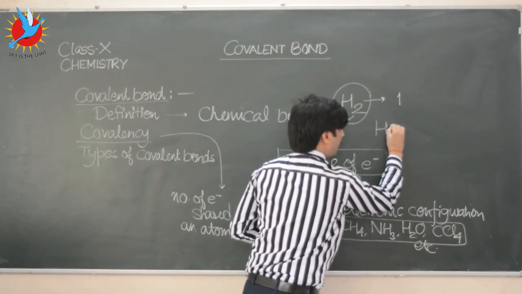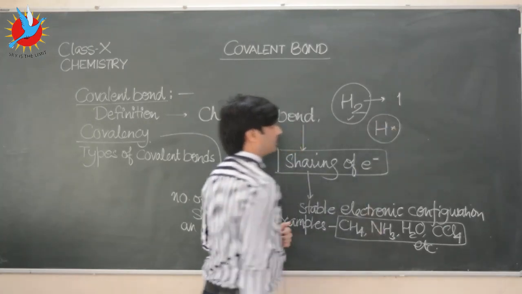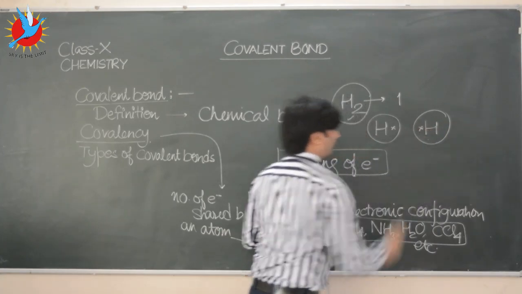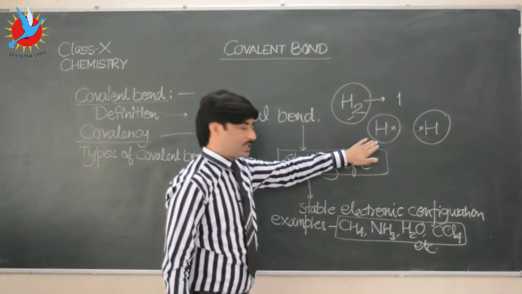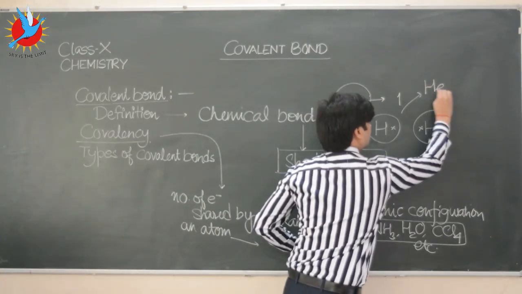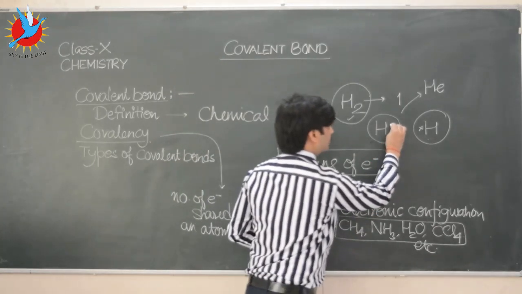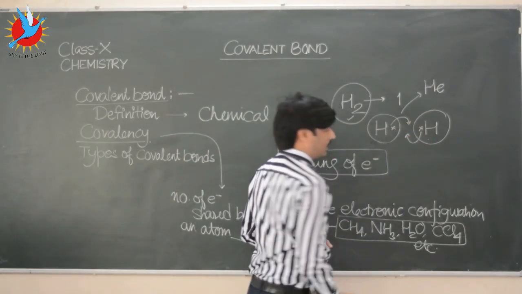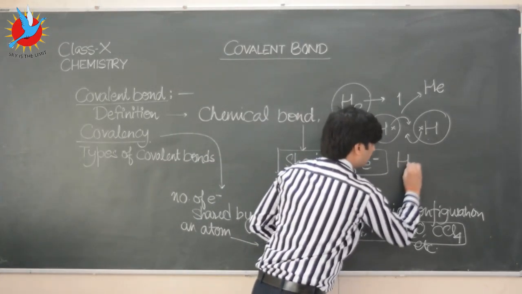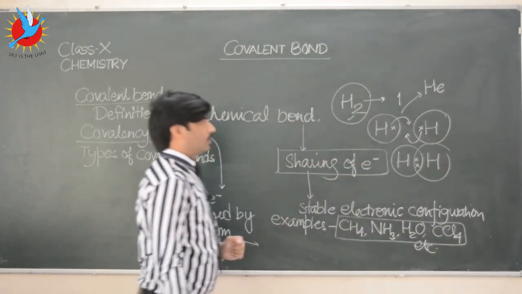Hydrogen has one electron in its outermost shell, and when it approaches another hydrogen atom, because the noble gas nearest to hydrogen is helium, which has two electrons in its outermost shell, the hydrogen atoms will share one electron with each other to get the stable electronic configuration. That's why the covalency of hydrogen atom is equal to 1.